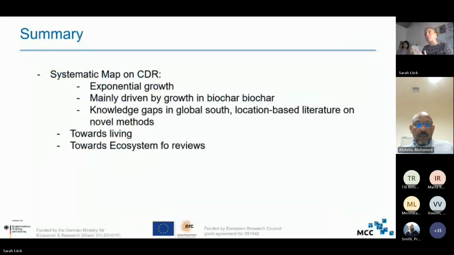And with that, I want to conclude. So I just gave you a brief overview of what I did on the systematic map. I gave you the idea of the systematic map, what it's about, and showed you the systematic map of CDR. We saw exponential growth in the literature, which is mainly driven by growth in biochar. And we saw knowledge gaps, probably in the global south, at least in English literature, and in location-based literature and novel methods. And I showed you two outlooks. We want to go into living maps and an ecosystem for reviews.